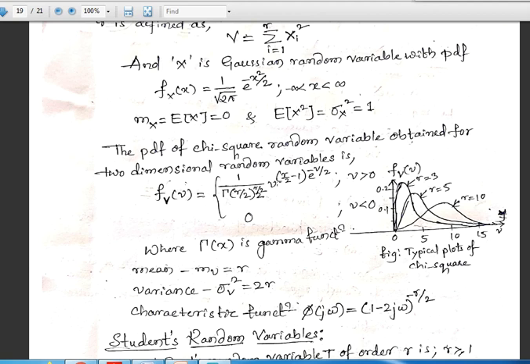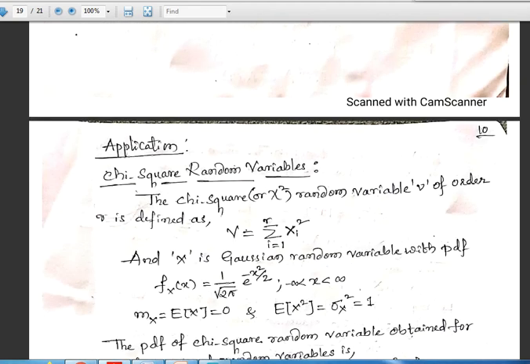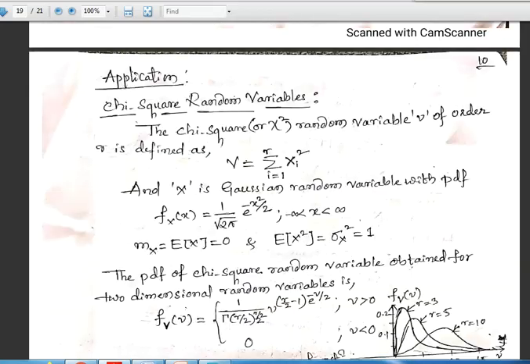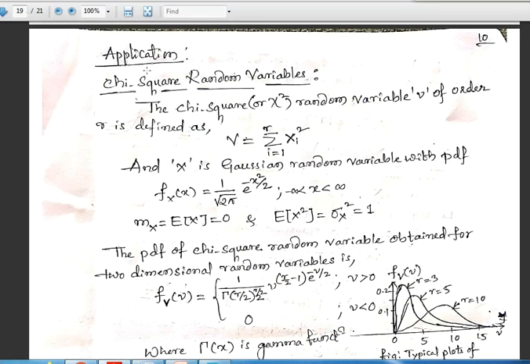This is regarding the chi-square. Here we have the introduction: how the random variable is defined, what its mean and variance are, and what its PDF is. So the chi-square is nothing but the summation i equal to 1 to r, because it is of order r, and we need to remember this function and the PDF plot.